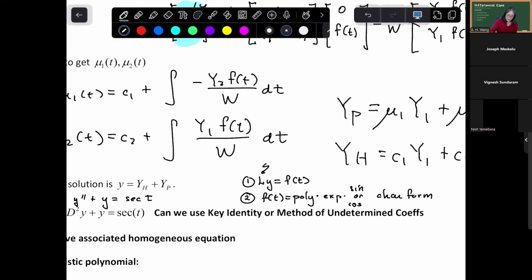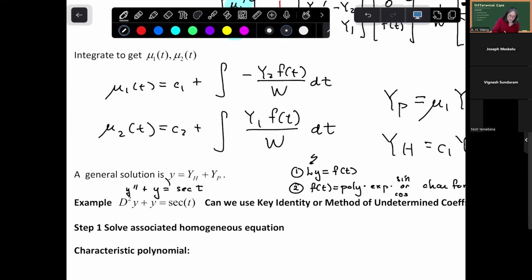So let's take a look at this. When you have this, is the left-hand side constant coefficients? Yes or no? Yes. So this is okay. And then you look at this, and secant, is that polynomial, exponential, sine, or cosine? No. So right then and there, you can't use key identity, and you can't use this, okay? So then you would say, okay, we're going to do variation of parameters.